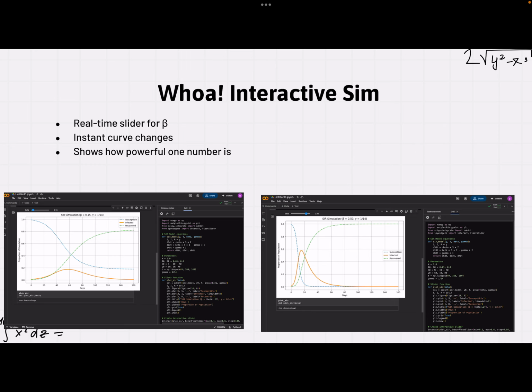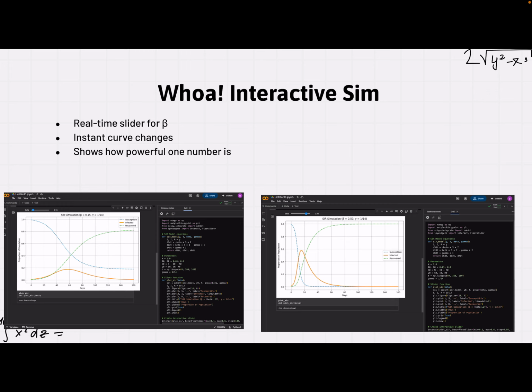So for my visualization 3, it's an interactive sim. I built an interactive tool that lets you change beta in real time. When you slide the beta value up or down, you immediately see how the infection curve responds. Higher peaks, earlier outbreaks, or flatter curves. It was a really eye-opening way to experience how one number, just beta, can change the entire trajectory of an epidemic.